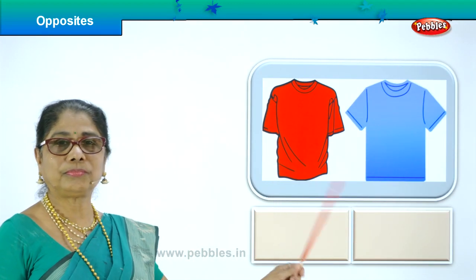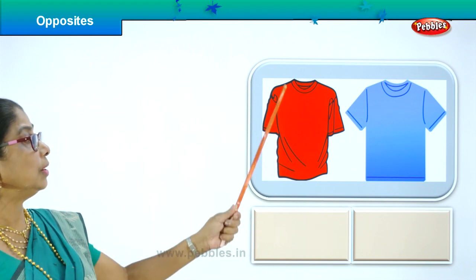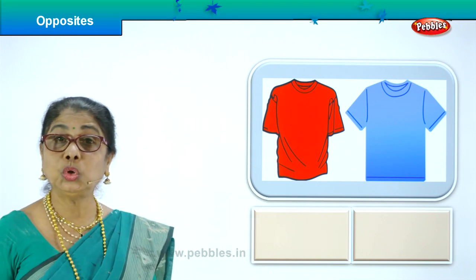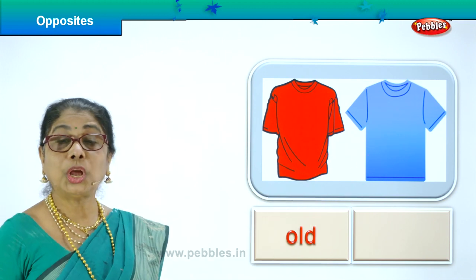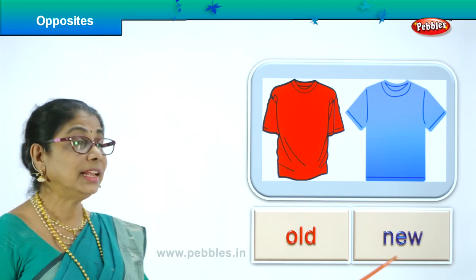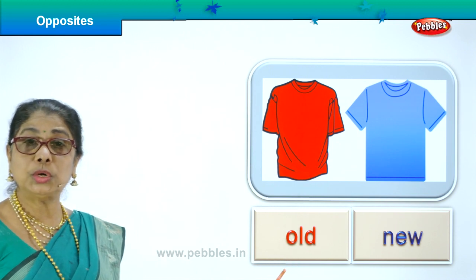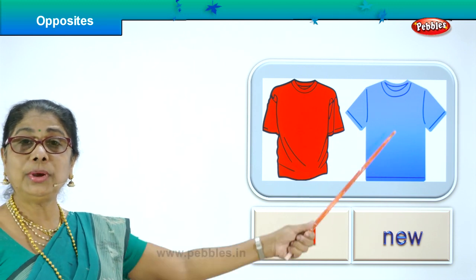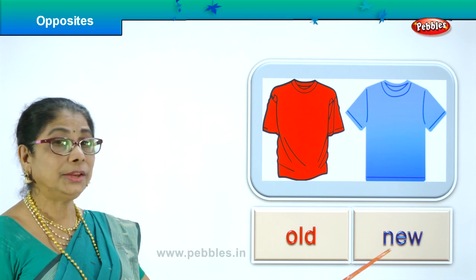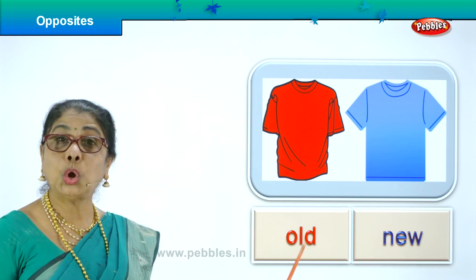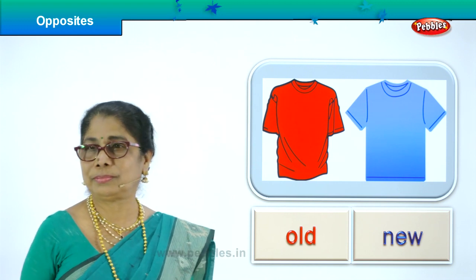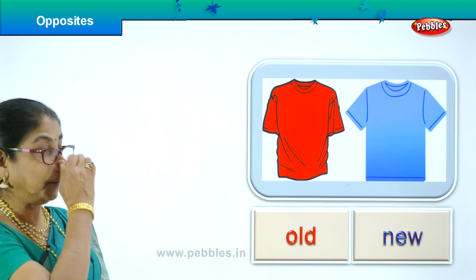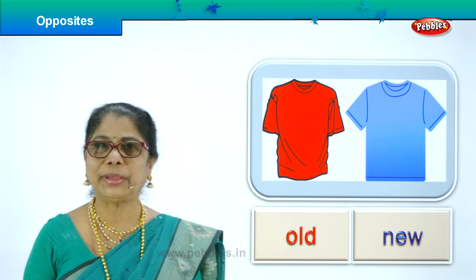Look. This looks certainly old t-shirt. And this looks new. Opposite of old is new. Old. O-L-D, old. And this new t-shirt, new. N-E-W, new. Old, opposite, new. Good. Let's go to a new picture.